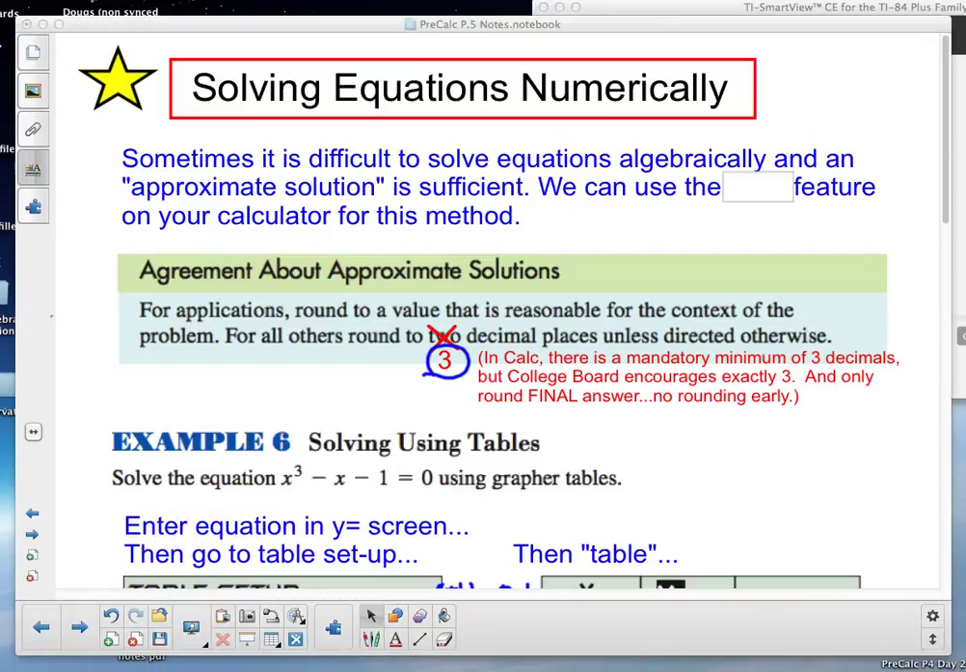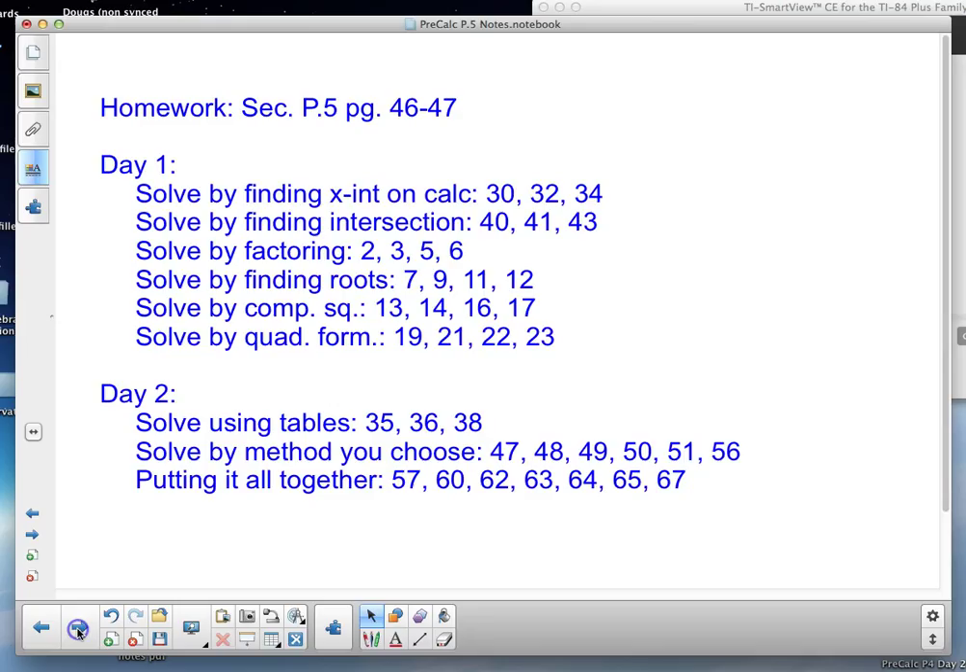Okay, I'm going to be back on Tuesday. We'll do the solving equations numerically with tables as we go on Tuesday. But before I get going, I think this is what we got going for today. Make sure you look at your section P5, page 46, 47. I think I got to quadratic formula, and these are all the things that jam with it.